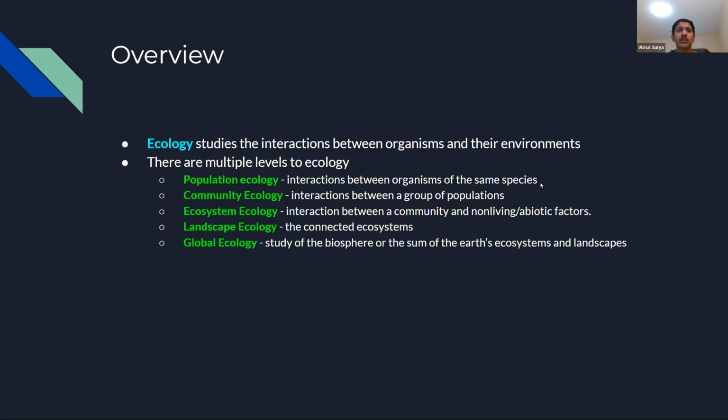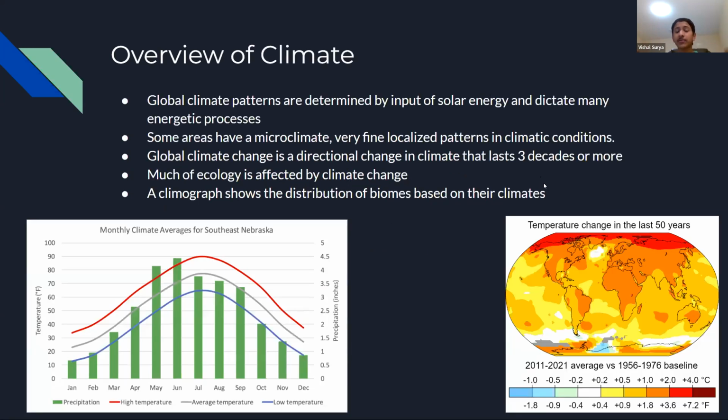So let's talk about climate first here. Before we talk about the specifics of organismal interactions, let's talk a bit about climate, because climate definitely determines how organisms are dispersed, their overall abundance, and their interactions. Firstly, let's talk about the global climate. Global climate patterns are determined by the input of solar radiation that dictate many energetic processes, or processes that have to do with the ecosystems that are specific to energy.